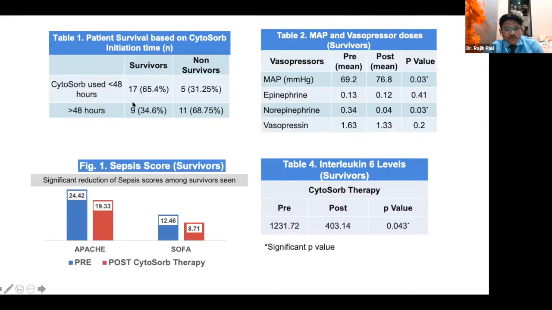You can see the Cytosorb in the survivors and non-survivors. All the patients in the survivor groups had a significant drop in the APACHE scores and SOFA scores. The vasopressor requirement came down significantly, and all the survivors had a significant drop in the IL-6 levels, which we were monitoring, from 130 and 231 to 403. It was not a significant value, but it was a drop in the IL-6 levels, showing that cytokinemia was reduced.